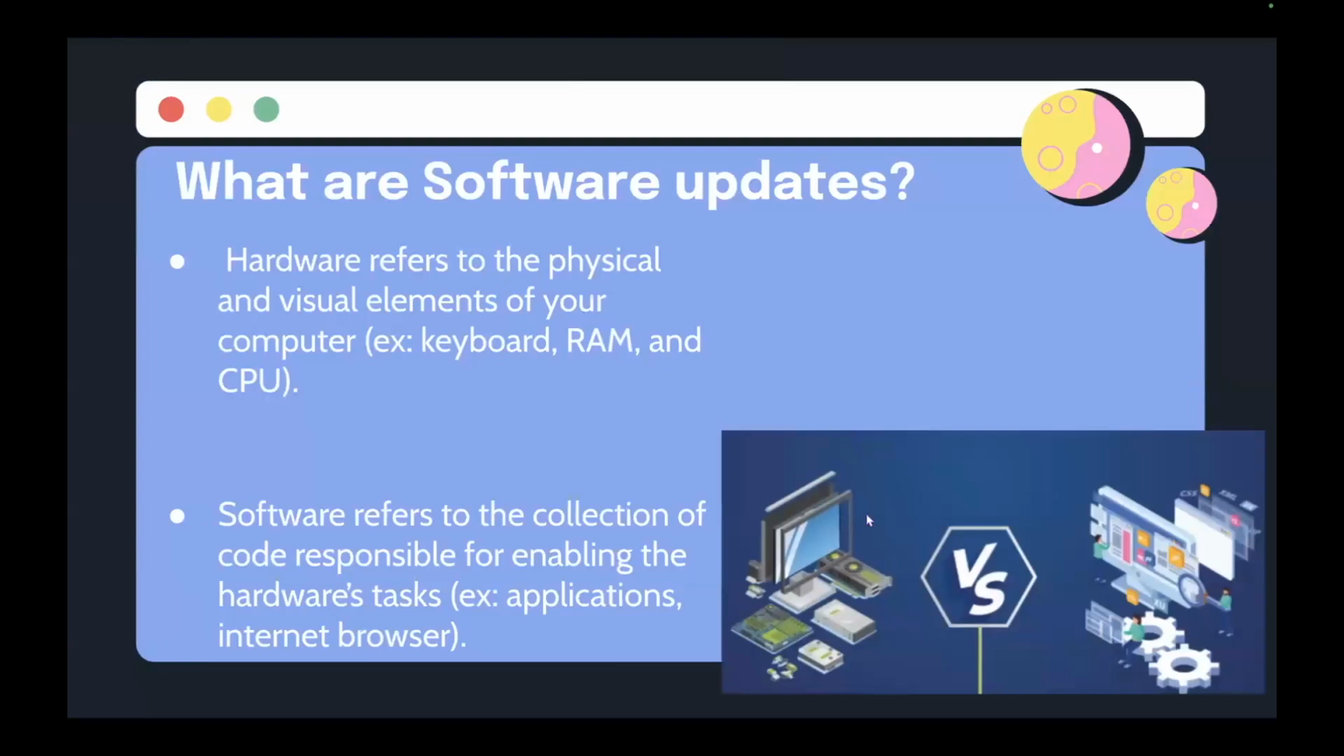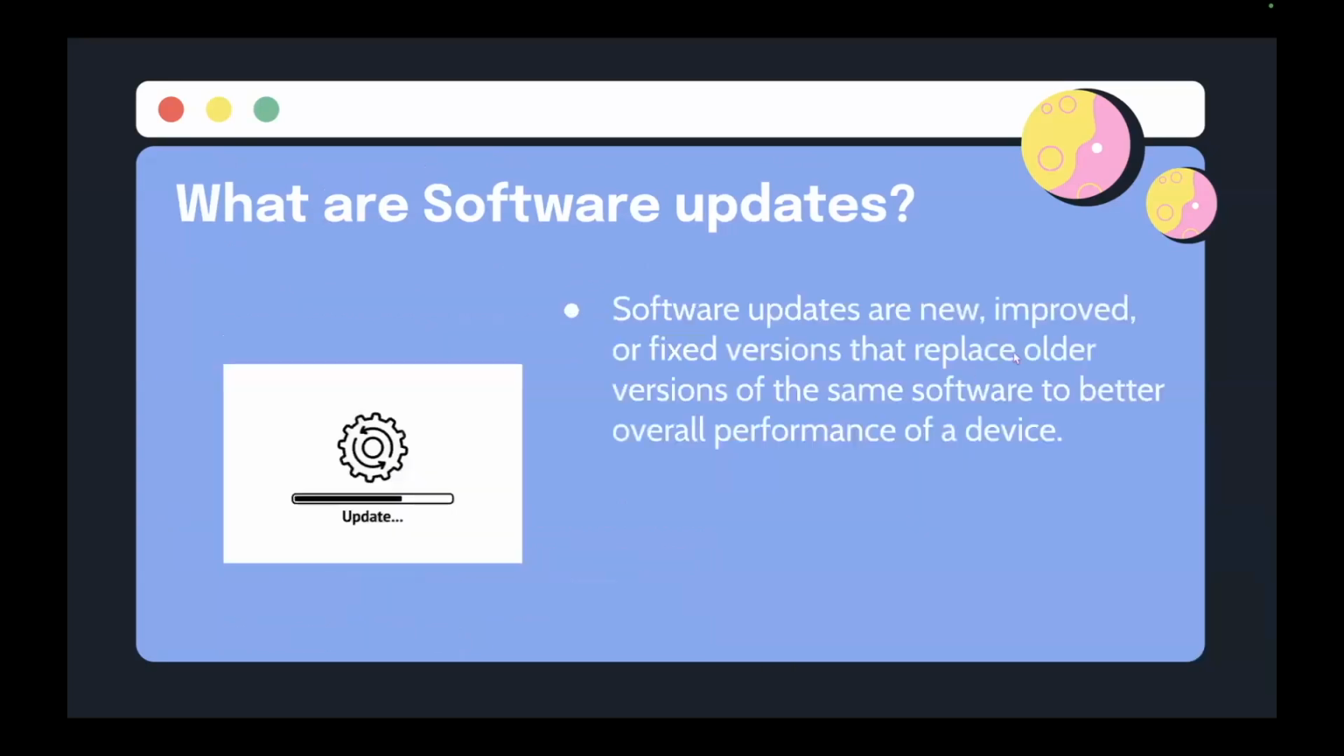So what are software updates? Hardware refers to the physical and visual elements on your computer. So that's going to be your keyboard, memory, also known as RAM, and your CPU. Software refers to the collection of code responsible for enabling the hardware's tasks. So that's going to be your applications, internet browsers, anything that you really open on your computer. Software updates are new, improved, or fixed versions that replace older versions of the same software to better overall performance of the device. So basically, it's just new versions of the same software you've already been using.